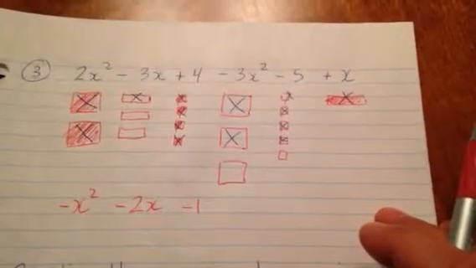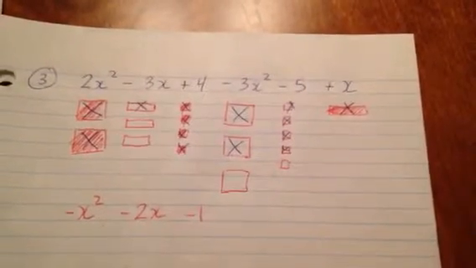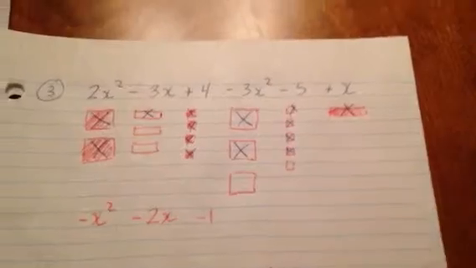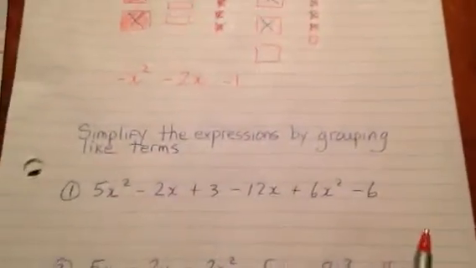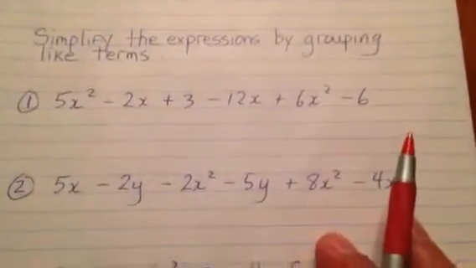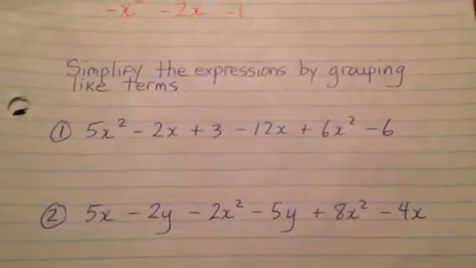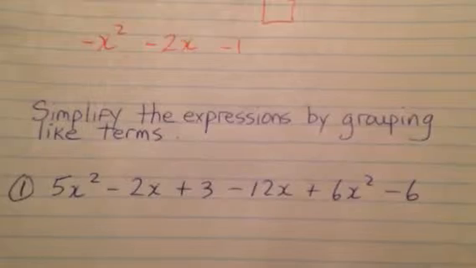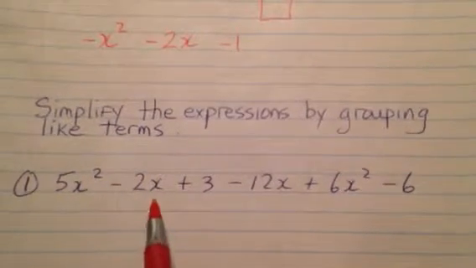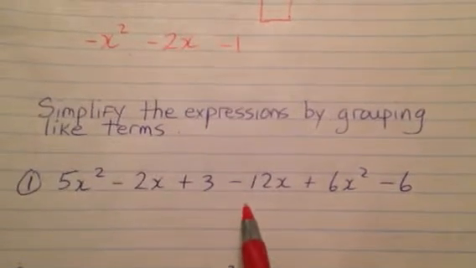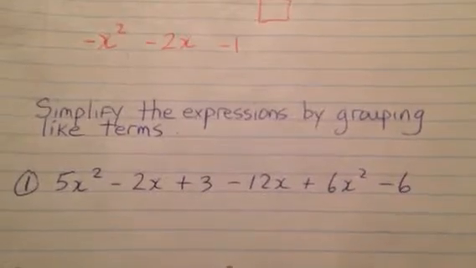But we want to get away from that and go abstract. Abstract meaning without the use of tiles and just kind of doing it in a different way without concrete objects. So here we go. Simplify the expressions by grouping like terms. So we're going to start with the first one here. So we have 5x squared minus 2x plus 3 minus 12x plus 6x squared minus 6.